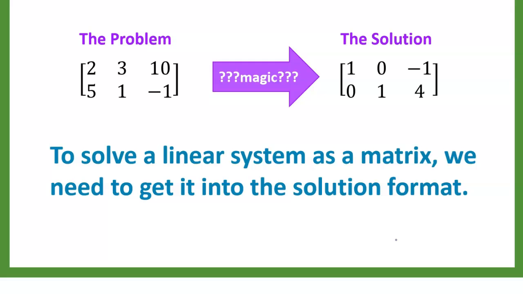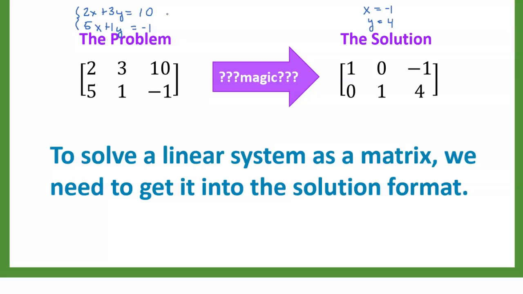So here's the tricky part. This we know represents a system of equations. This is 2x plus 3y equals 10, and 5x plus 1y equals -1. That's our system. That's what this matrix represents. This matrix over here represents x equals 1, y equals -1. And this happens to be the solution to this system of equations.